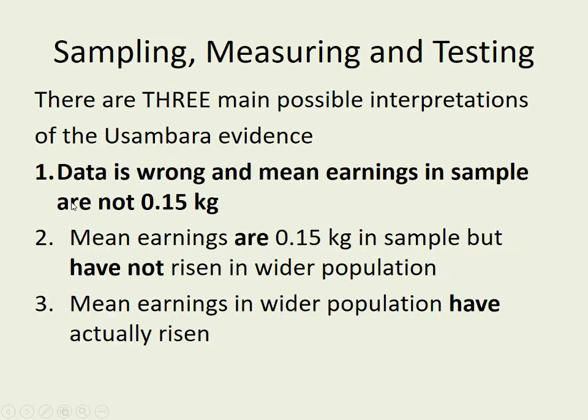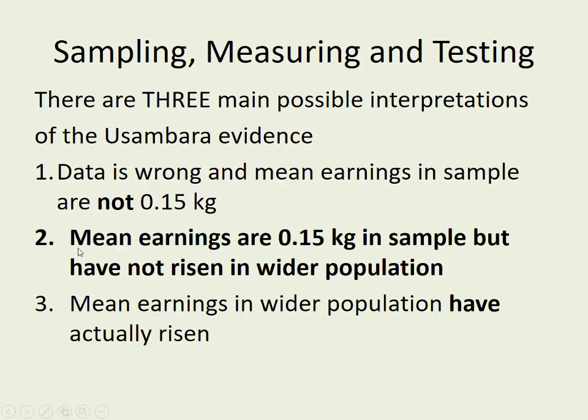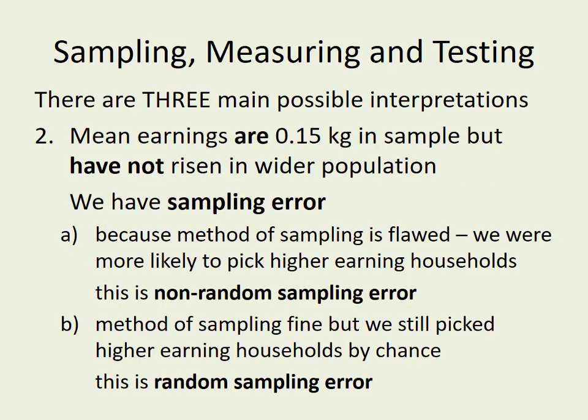How about moving on to the next one? Those are the two ways that could give us the wrong answer from the sample. But then let's suppose that we got the right answer from the sample, but even so, earnings haven't risen in the wider population. How could that happen? Well, in that case, what's happened is we've got sampling error. So even though we have found out the true answer for our sample, it's not representing what's happened elsewhere.